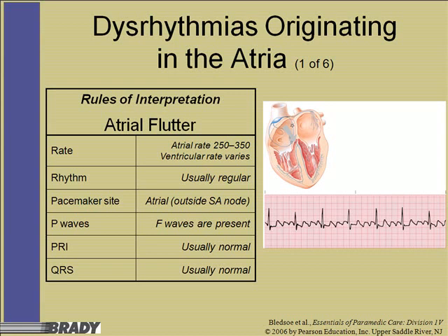If you'll notice this particular strip here, even though it's not real pretty, it is regular. So look at each one of those complexes and see that we've got conduction to the ventricles. Pacemaker sites, atrial, it's again outside of the SA node. You've got some F waves that are present, just some poor P waves, if you will, with no conduction beyond that. PRI usually normal, if you can measure that.